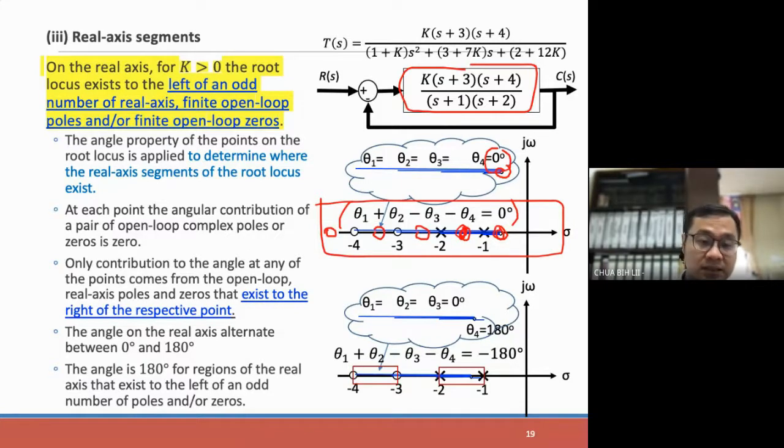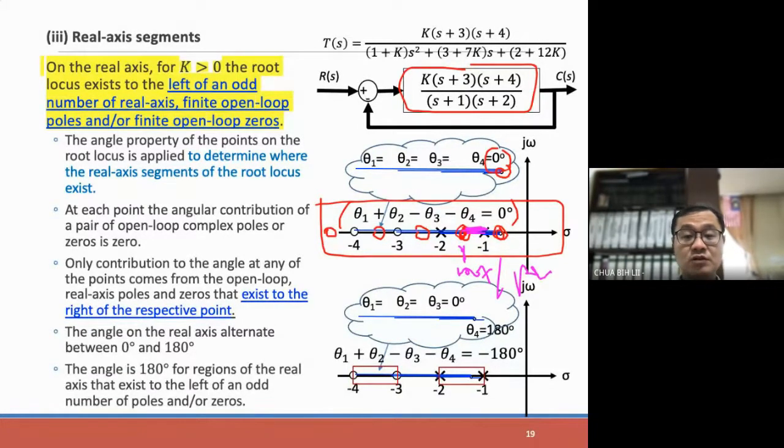But then let me change a little bit of color first so that you can see the difference. Okay, then this line, the purple line, is no longer 0, right? So this line is 180 degrees. So you have 0 plus 0 minus 0 minus 180 degrees, right? So meaning to say, what is this? This is a root. This is one of the poles itself, right?